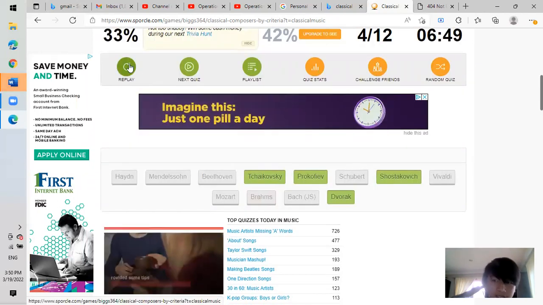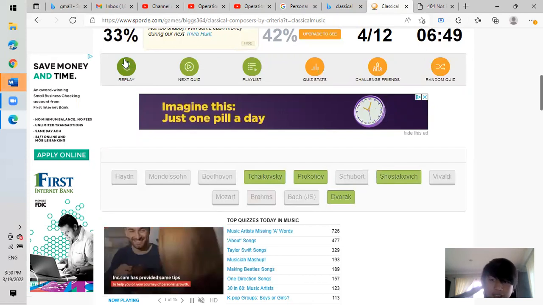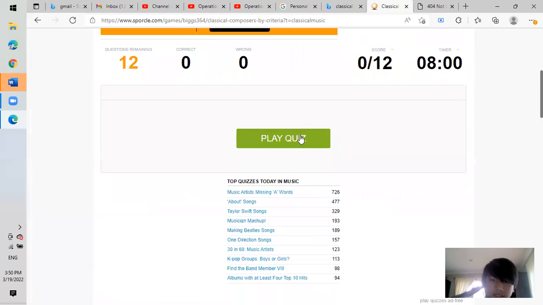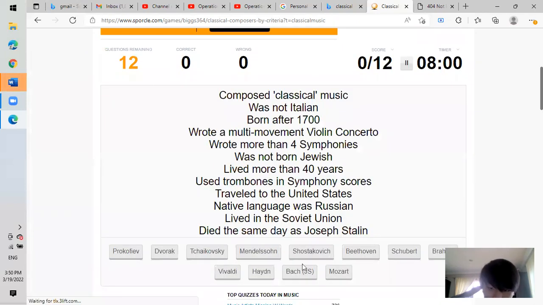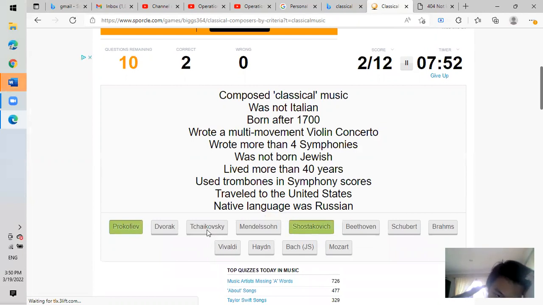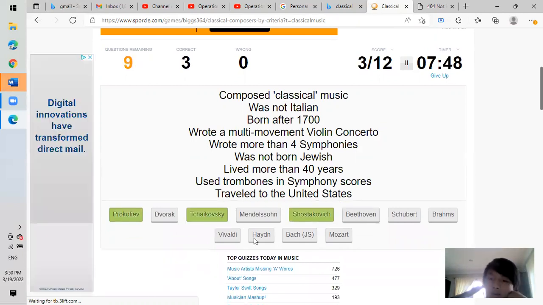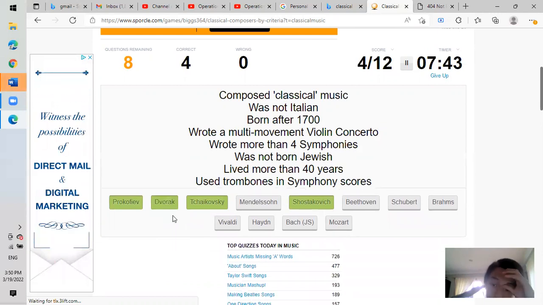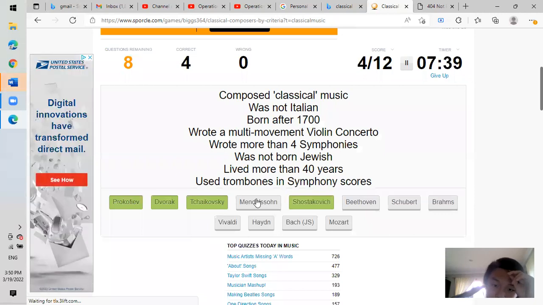Every time we just have to repeat the whole thing again. It's really sad. Okay, going back. Shostakovich, Tchaikovsky, Dvorak. Where is it? Okay, now we're back to here. If it's not Brahms, then who could it be? These trombones? Who used trombones?